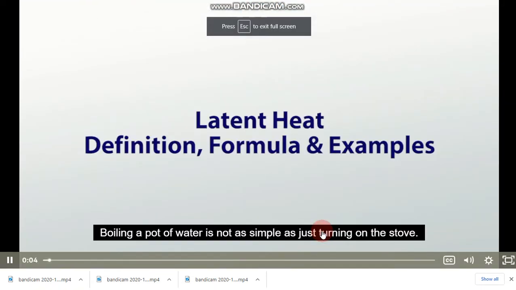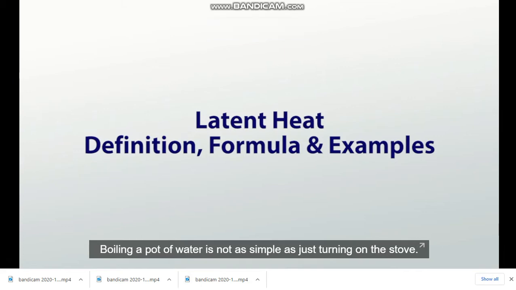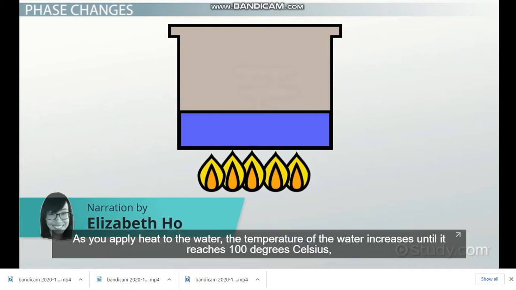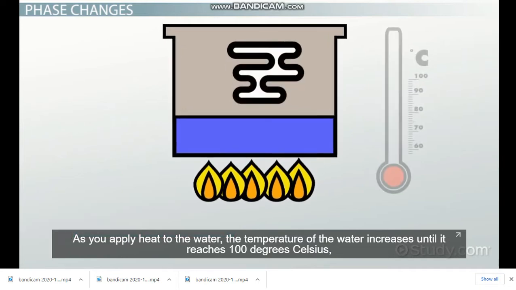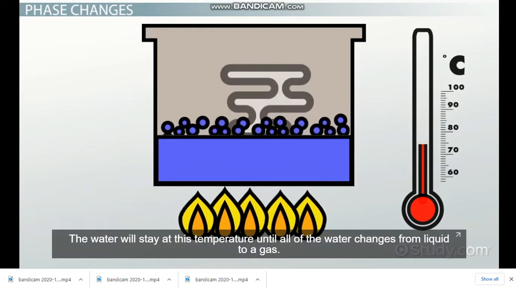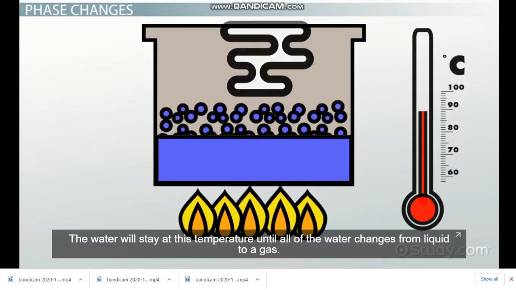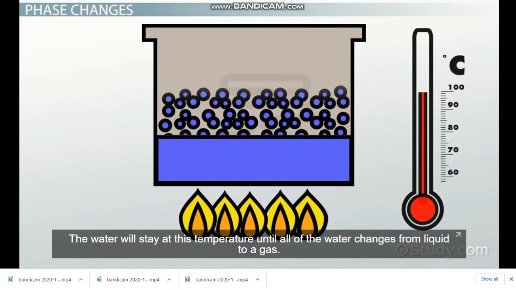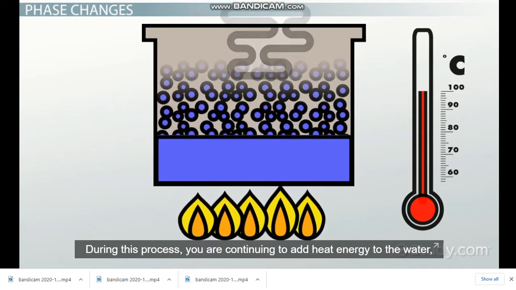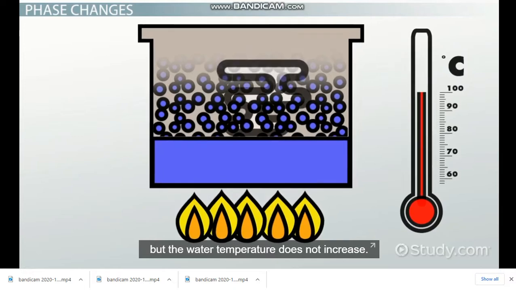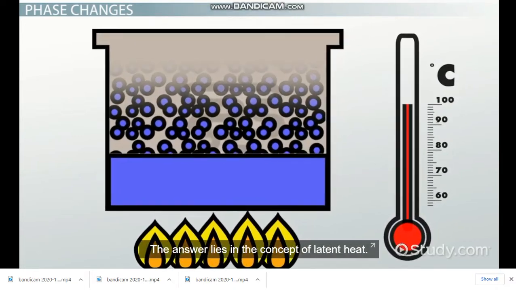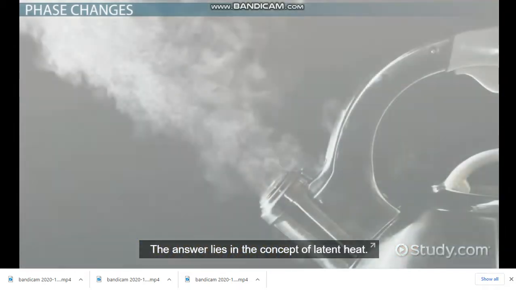Boiling a pot of water is not as simple as just turning on the stove. As you apply heat to the water, the temperature increases until it reaches 100 degrees Celsius, the boiling point of water. The water will stay at this temperature until all the water changes from liquid to a gas. During this process, you are continuing to add heat energy to the water, but the water temperature does not increase. Where is this energy going? The answer lies in the concept of latent heat.